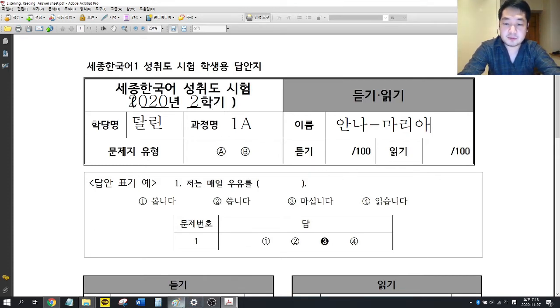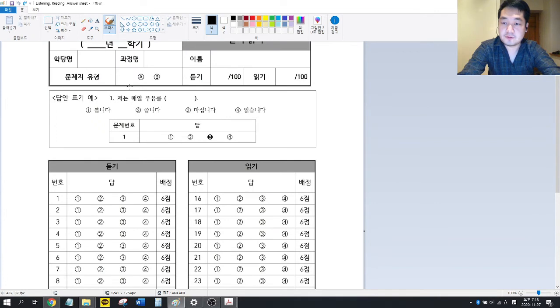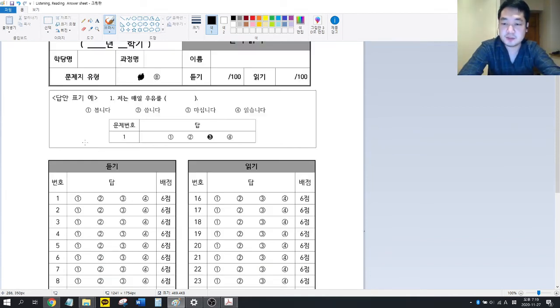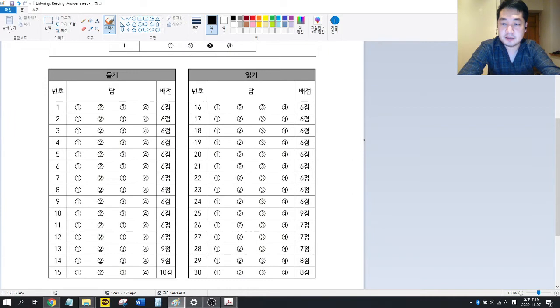And then for the type of the answer sheet, just mark A. I'm using computer at the moment, but as I said, don't use computer. Print this out and use pen. And this is the answers for listening, and this is for reading. We will start with the listening, and you will have 15 questions for listening and another 15 questions for reading.